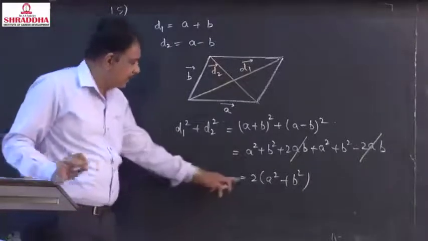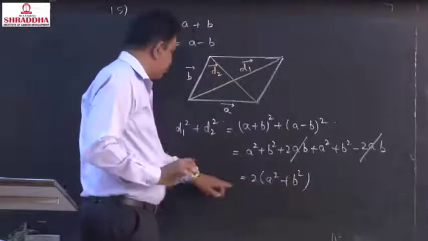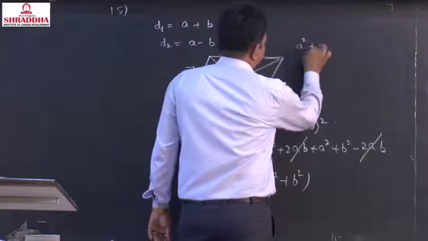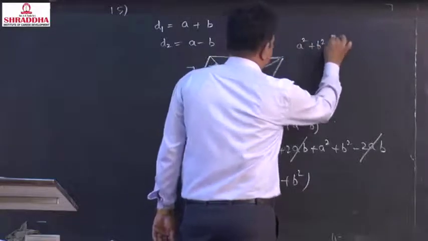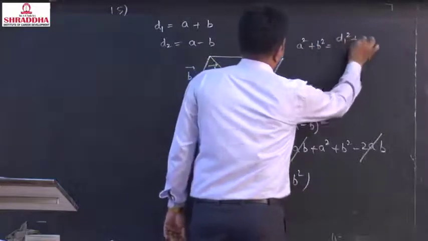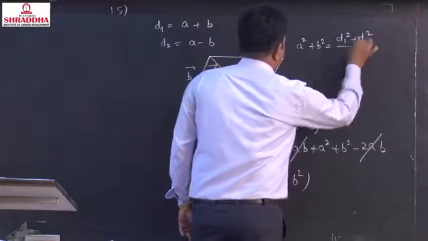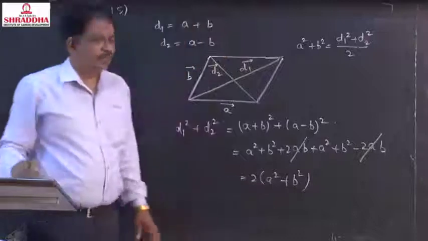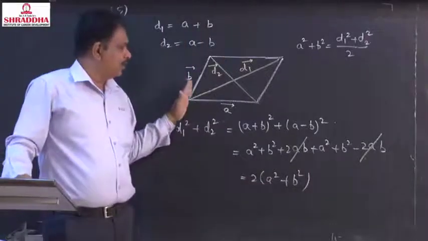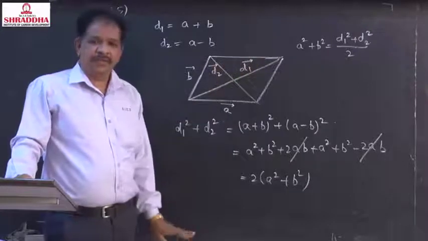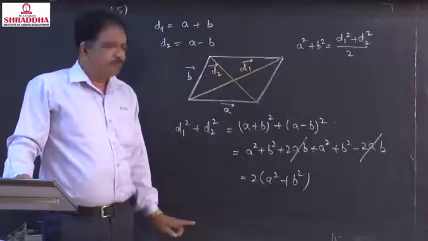Then they are asking A square plus B square how much? It will come to this side. A square plus B square is equal to (D1 square plus D2 square) by 2. This formula we will use to find A square plus B square. Is it clear?